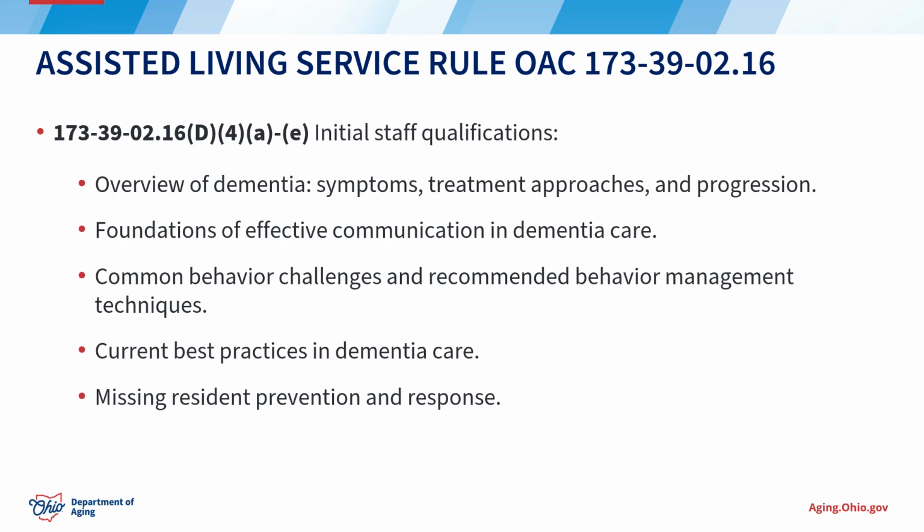Initial staff qualifications are next, and please note that this rule does point to additional trainings that are required within the basic service. That's paragraph C5, so please reference that as well. But the following topics are required for initial staff qualifications: overview of dementia, foundations of effective communication in dementia care, common behavior challenges and recommended behavior management techniques, current best practices in dementia care, and missing resident prevention and response.